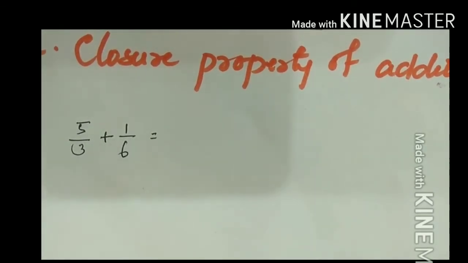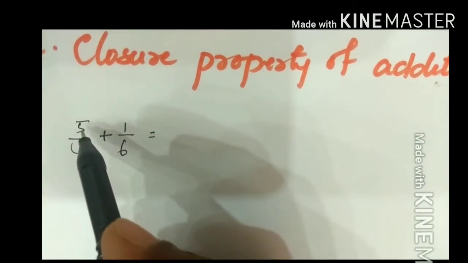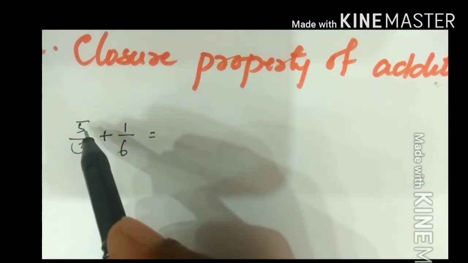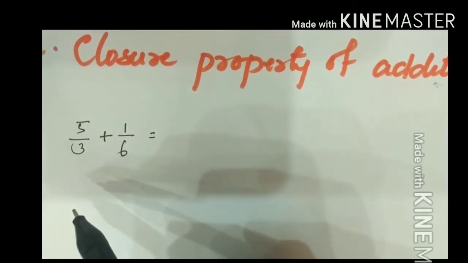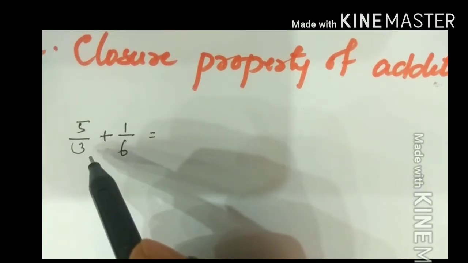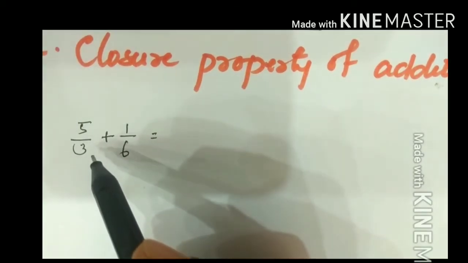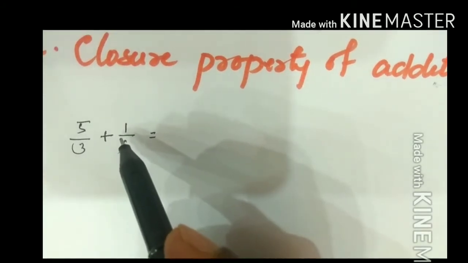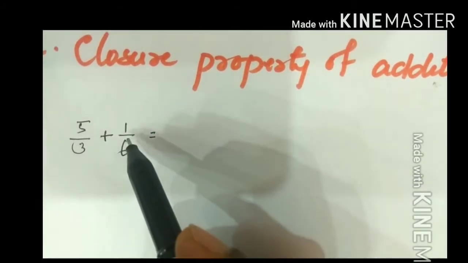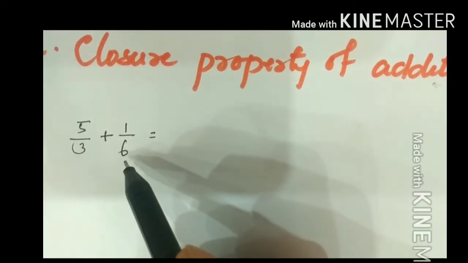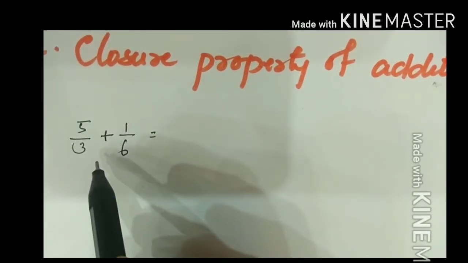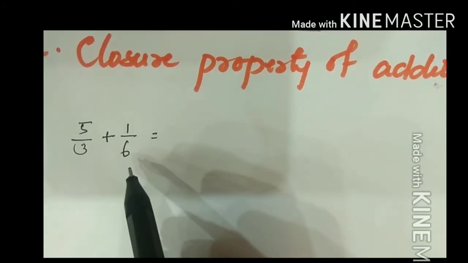Here look at 5 by 3, where P is 5 and Q is 3. Here P and Q, which means 5 and 3, are integers and the denominator is not equal to 0. That means 5 by 3 is a rational number. In the same way, 1 by 6 is also a rational number. Now we're going to take the sum of these two rational numbers.